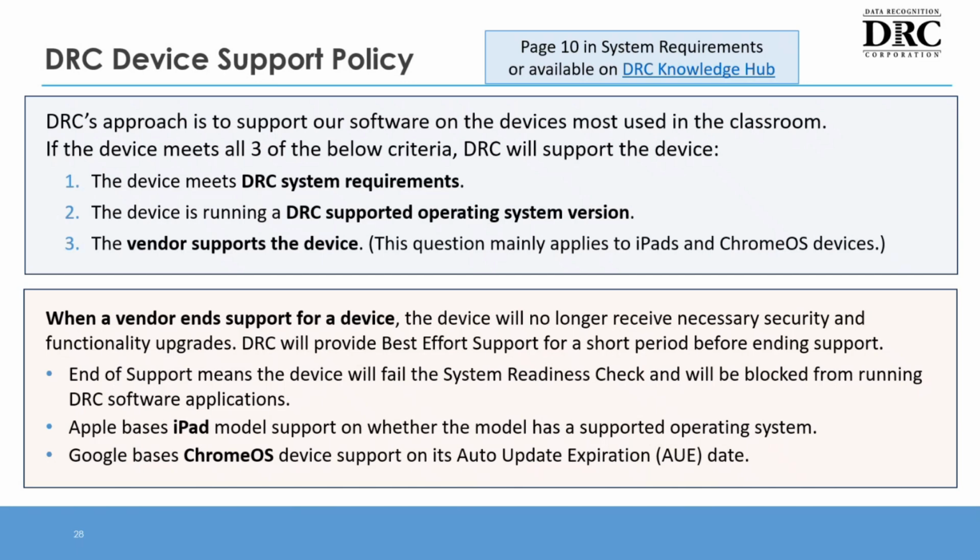The DRC device support policy offers full support of DRC software on vendor-supported devices that meet DRC's device and supported operating system requirements. Once a vendor ends support for a device, DRC provides best effort support for a short period before ending support. End of support means the device will fail the system readiness check and will be blocked from running DRC software. Apple bases the iPad model support on whether the model has a supported operating system, and Google bases Chrome OS device support on its auto update expiration, or AUE, date.